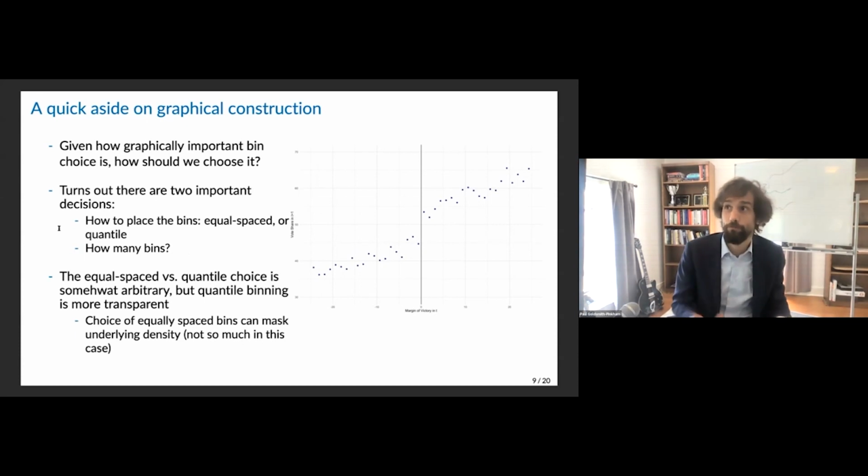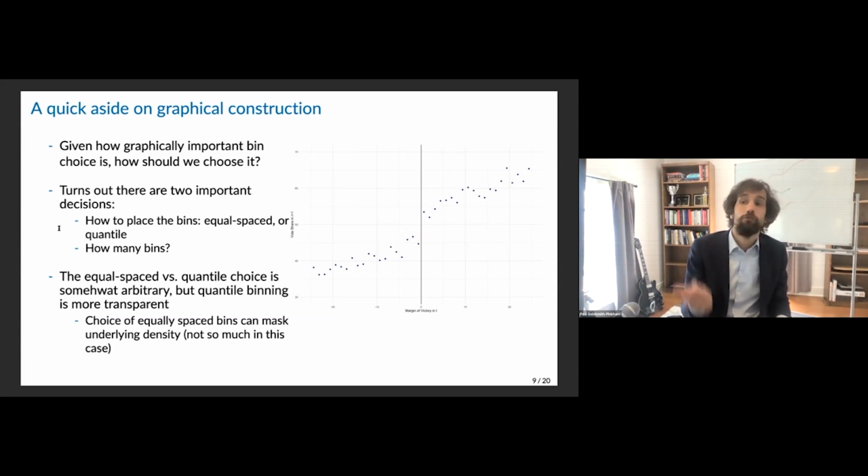So now I've told you graphically how important bin choice is. There's a nice question, which is to say, all right, how should we choose how to do our bins? There are two important decisions that come up. These are the natural things that in this literature you have to know and think about. In the end, you can just go with the default, but you should at least understand that these are choices that have to be made.